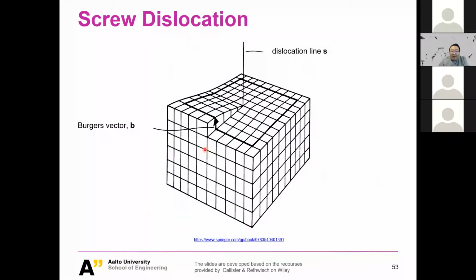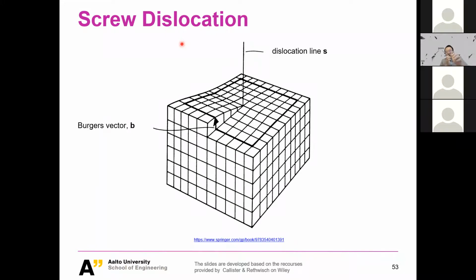And the second type of dislocation is called screw dislocation. If you reflect on what I said about the Burgers vector and dislocation line, you can already imagine that for the screw dislocation, our Burgers vector is parallel to the dislocation line. And how is the screw dislocation created? It's not by inserting an area of atoms, it's basically by shearing.